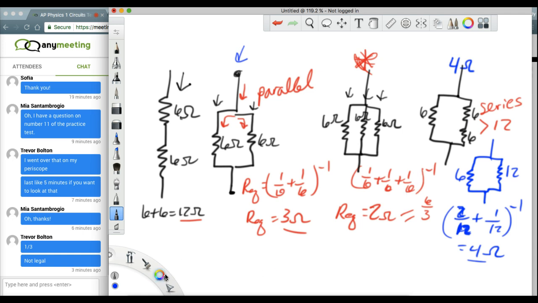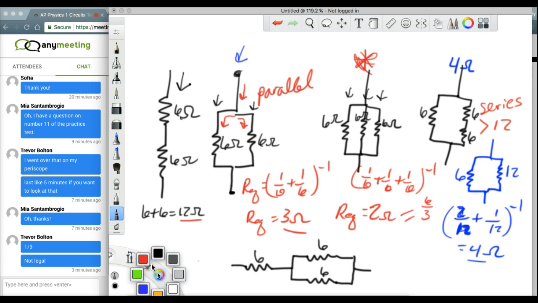And then the last one in this example, I'm going to draw it sideways so I can fit it on the same page, was a series in series with 2 parallels. And this was 6, this was 6, this was 6. Now which two can I combine first? I can combine these two that are in parallel and convert it to something that looks like that.